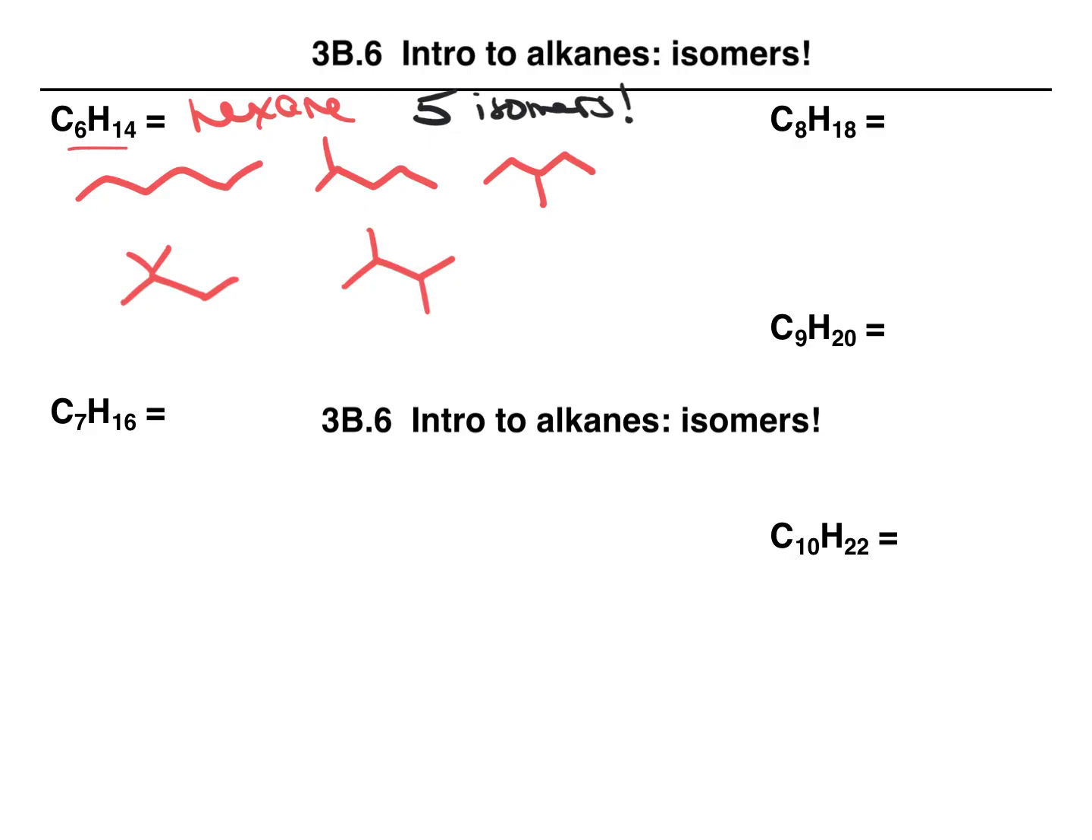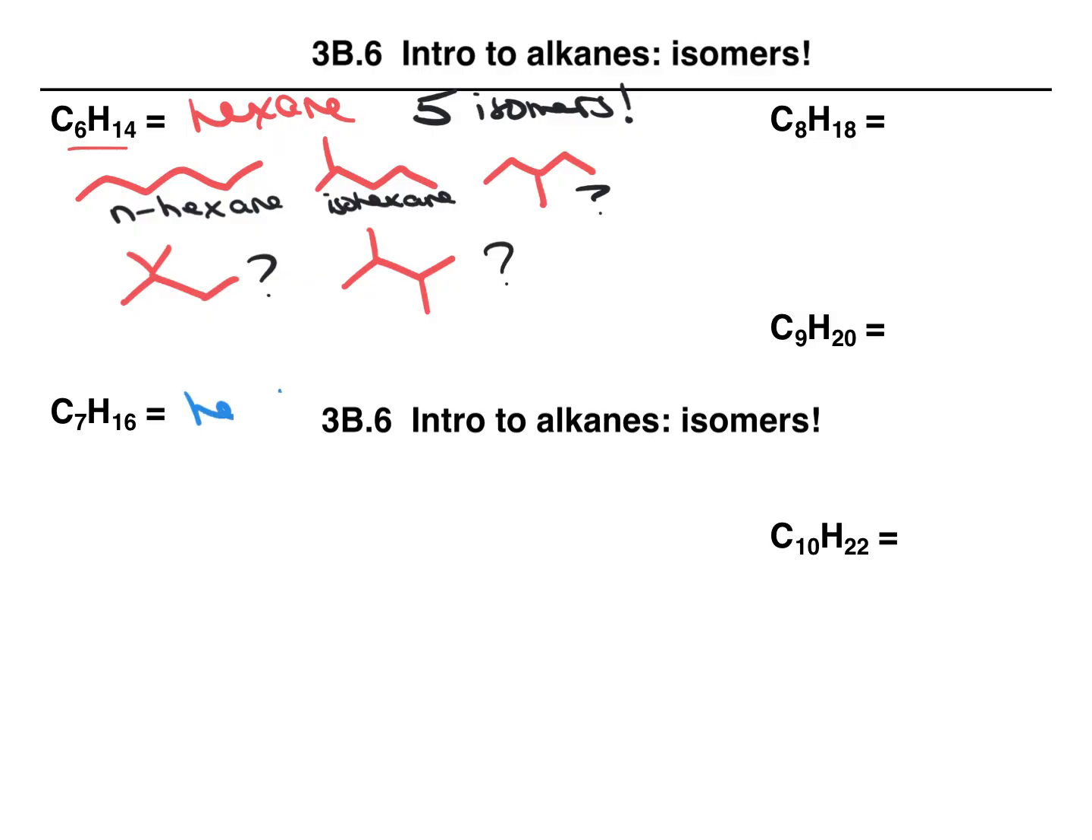Let's see, we already know that this would be called n-hexane. This one would be isohexane because we have a methyl branch off the second carbon. Hang on, we'll come back to that.